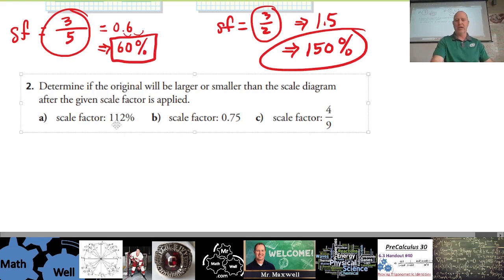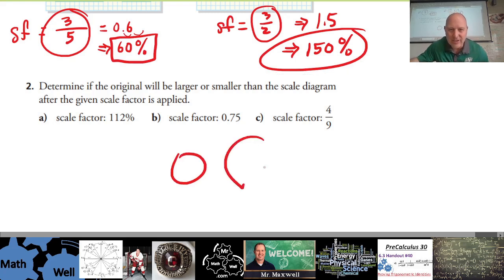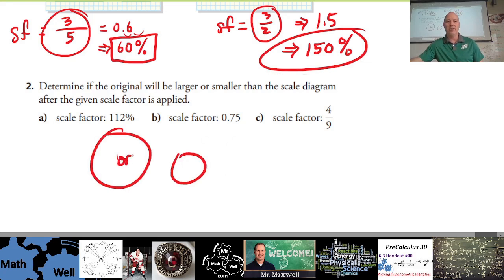factor of 112%? Original will be smaller than the scale diagram because the scale factor is more than 100%. Awesome. So the scale factor of 0.75. So we're going down in size. The original is bigger. So this is the original over here. Oh, never mind. Right? Because the scale factor is 0.75. So they took a baby question and they did make it harder. Okay, I'll admit.